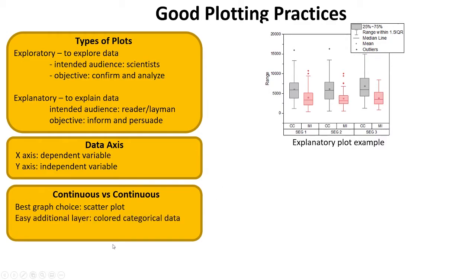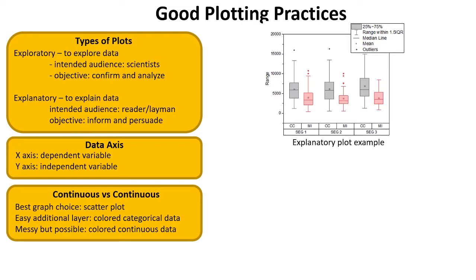An easy additional layer to any scatter plot is to color the different points by different categories. So, smoking population in one, non-smoking population in another, plotting like the cholesterol versus the weight, something like that. You can have different categorical data plotted on a continuous scale.